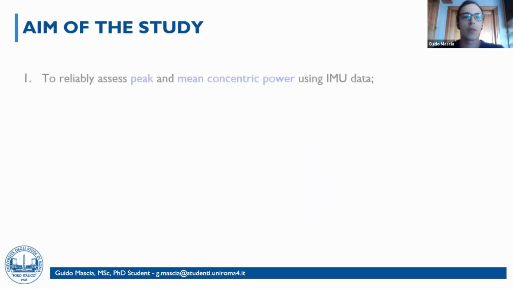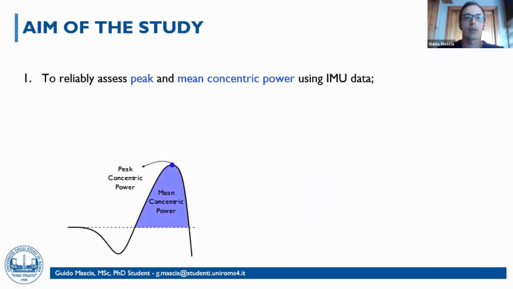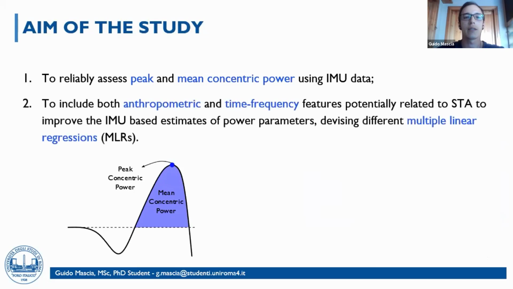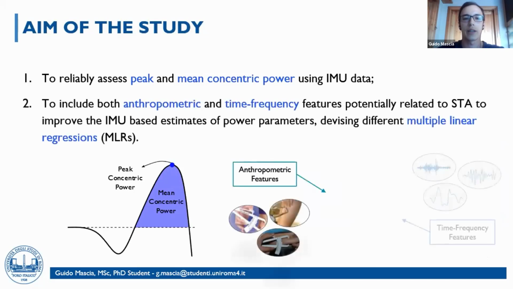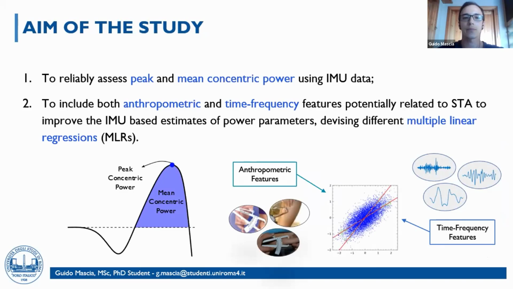So, the aim of the study was, at first, to reliably assess the peak and mean concentric power using IMU recorded data. Then to include both anthropometric and time-frequency features, which we thought to be potentially related to STA, in order to improve the IMU-based estimates of power parameters, hence devising multiple linear regression models.